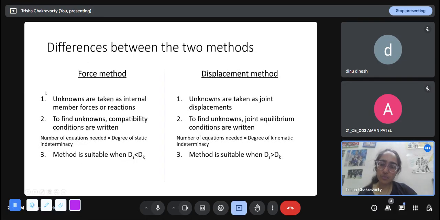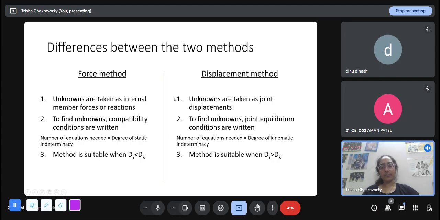So differences between the two methods, force methods and displacement methods. Here the unknowns are taken as internal member forces or reactions. Here the unknowns are taken as joint displacements.